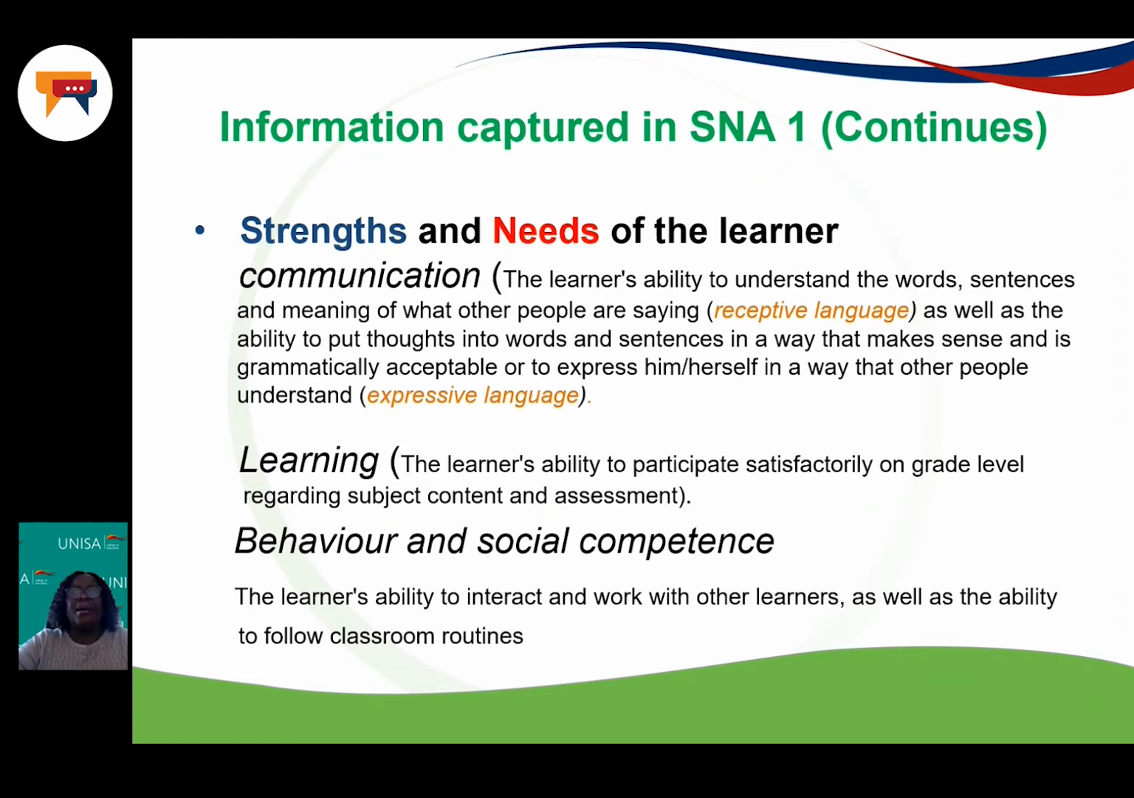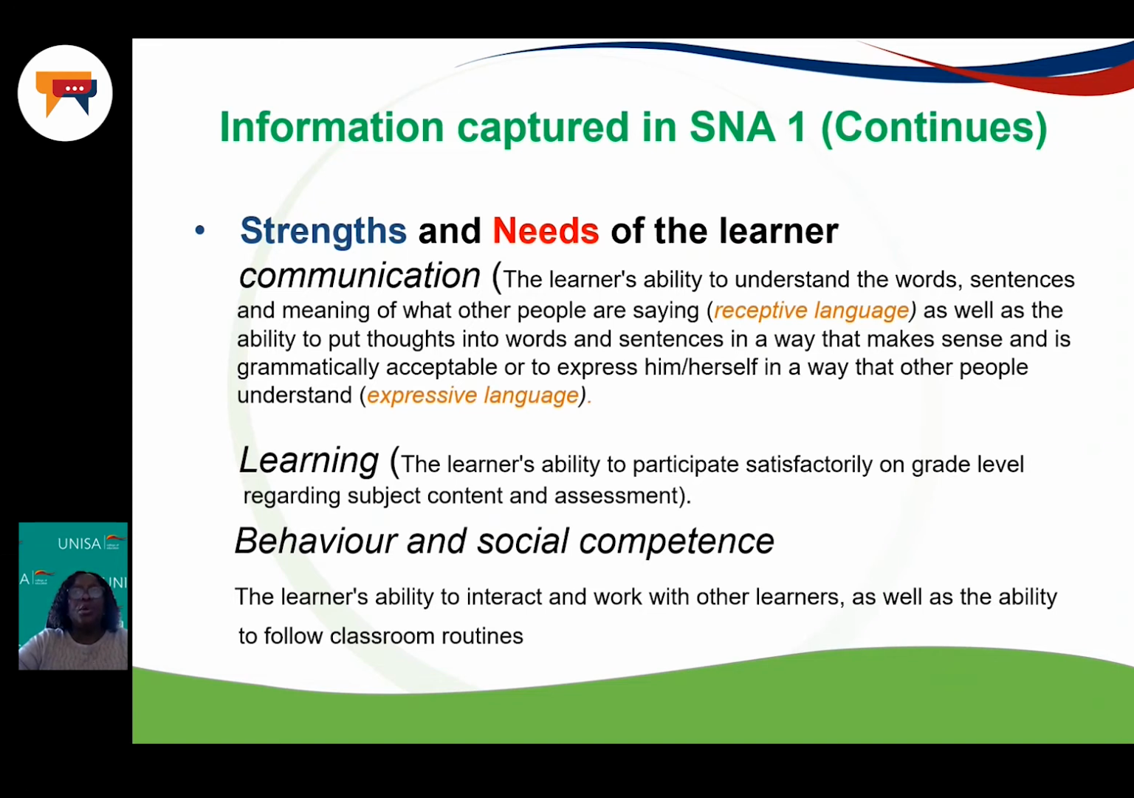You as the teacher should be responsible to detect these needs of a learner, especially when you conduct the screening and identification procedure. How does the learner communicate with you as the teacher or with the peers in the classroom? In this regard, you are going to look at the receptive language of the learner and also the expressive language so that you can pick up whether the learner has a language barrier to learning or not.